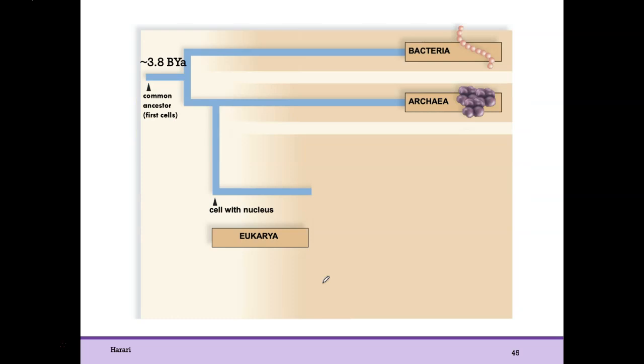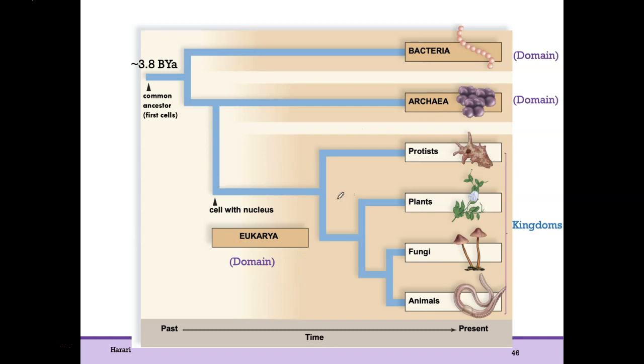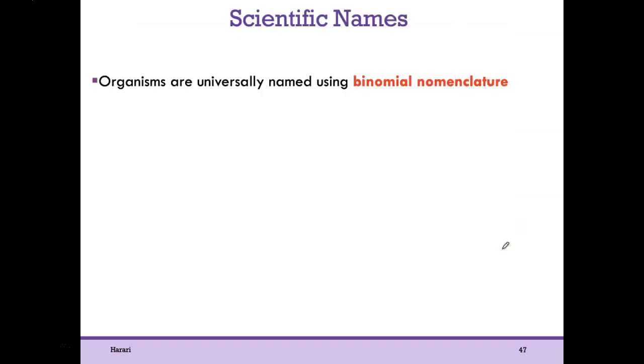About 3.8 billion years ago, the primordial cell, the ancestor of all living things, branched off into bacteria and archaea separately. About 2 billion years into it, we had cells form a nucleus. And again, we have within Eukarya different kingdoms: protists, plants, fungi, and animals. So you have 3 domains. Within the domain Eukarya, you have multiple kingdoms. And within the kingdoms, you think about what's next: then you have phyla, then classes, and so on and so forth.